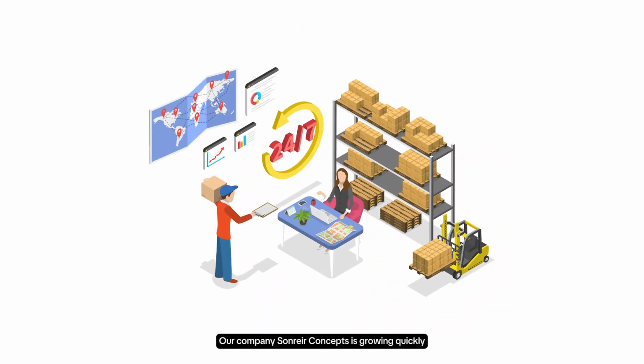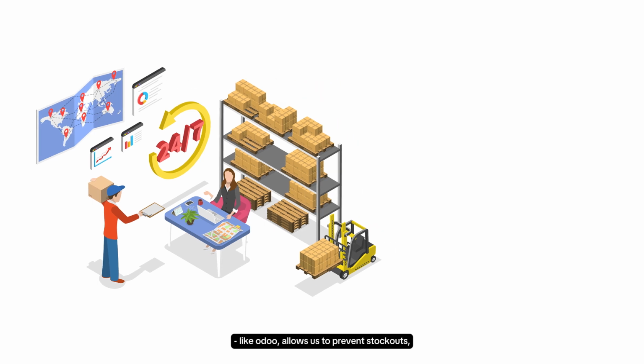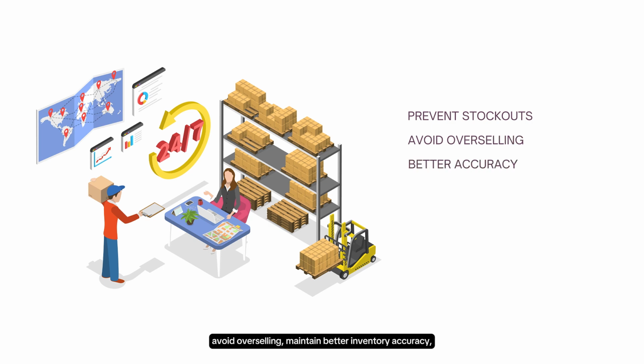Our company, Sunray Concepts, is growing quickly, and the need for better inventory management is more important than ever. We have an increasing number of products to take care of, and recording everything manually with spreadsheets is way too overwhelming and inefficient. Implementing a top-tier inventory management software like Odoo allows us to prevent stockouts, avoid overselling, maintain better inventory accuracy, and increase our profits. Plus, it helps us make smarter business decisions.